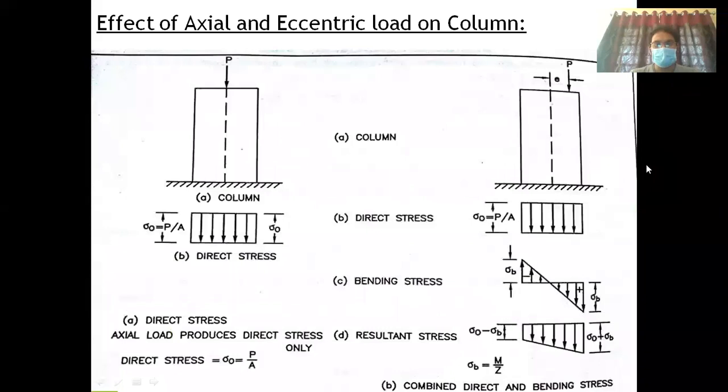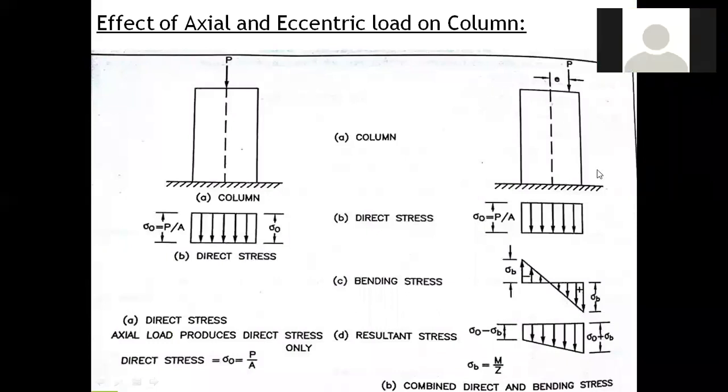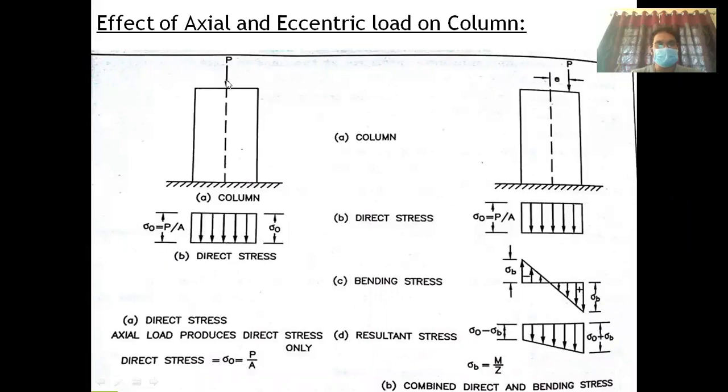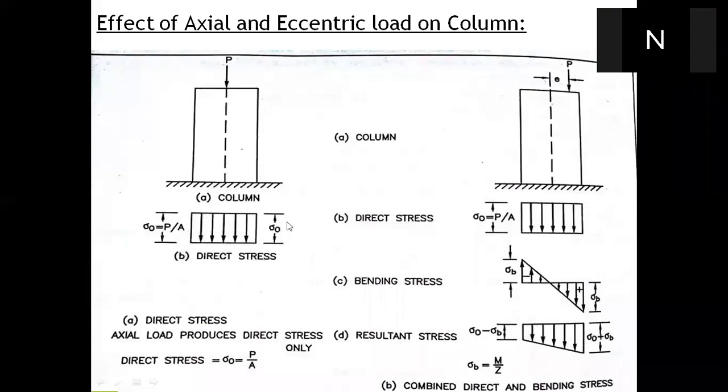In the previous class, we discussed the effect of axial and eccentric load on the column. Let's see the left picture. You can see the column which is subjected to axial load. Axial load means direct load, the load passing through the center of gravity of the section alone. If you see the left hand side picture, the load is passing through the center of the section, so the stresses are uniform throughout the cross section.